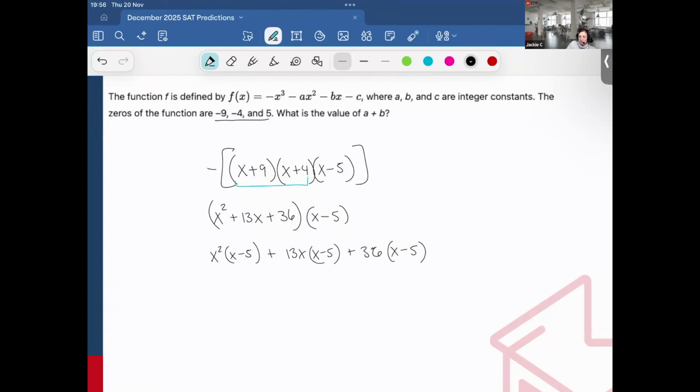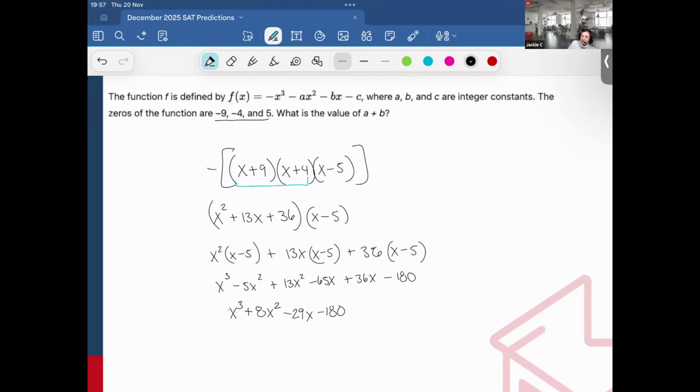Let's see what that gets. So this would be x cubed minus 5x squared. Then we would have plus 13x squared minus 65x. And then we would have plus 36x and then minus 180. Now I'm going to combine all of our terms and see what it simplifies to. There's only one x cubed, so x cubed stays the same. Combining our x squares, that will be plus 8x squared. Then we would have minus 29x, and then we have minus 180.